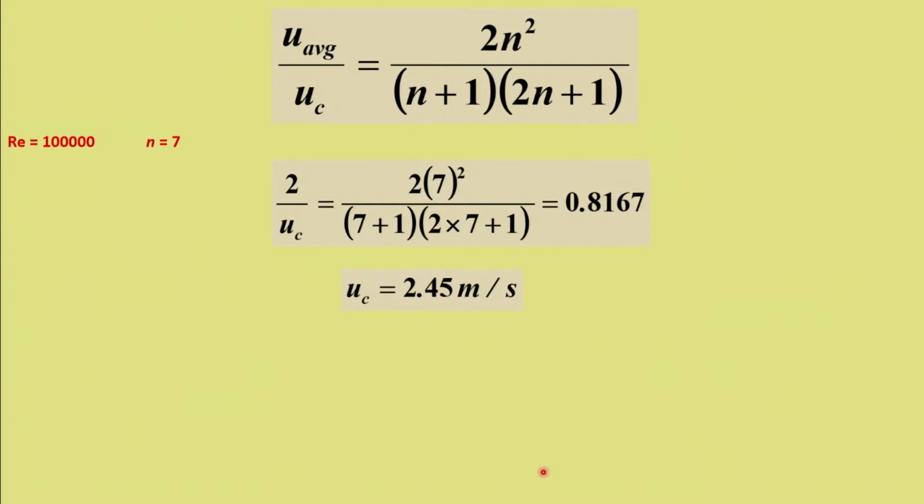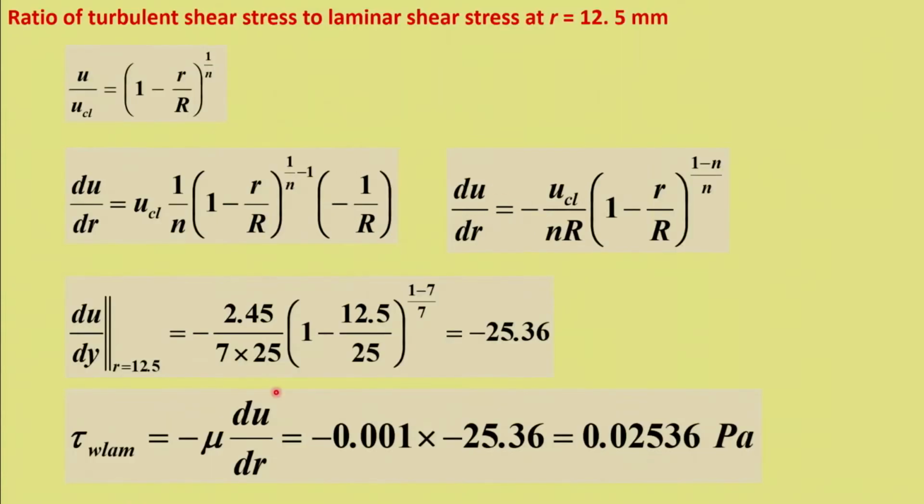We said that U average by U center line equal to 2n squared by n plus 1 into 2n plus 1. I am going to derive this in this module. Using this, we got the U center line as 2.45 meters per second. We calculated using the power law, U by U center line equal to 1 minus r by R to the power of 1 by n. We calculated du by dr, and from this we got du by dr equal to minus U center line by nR into 1 minus r by R to the power of 1 minus n by n.